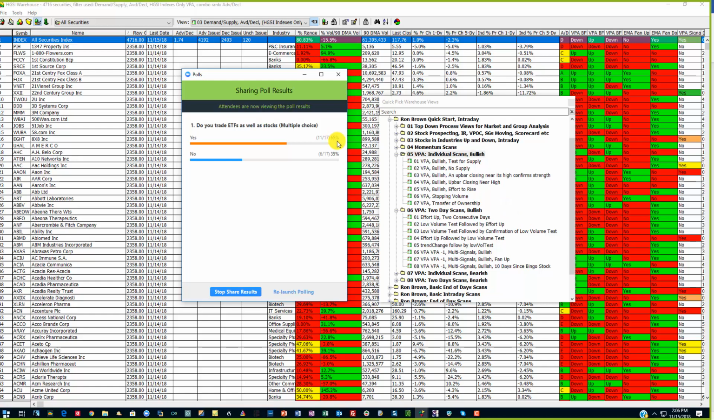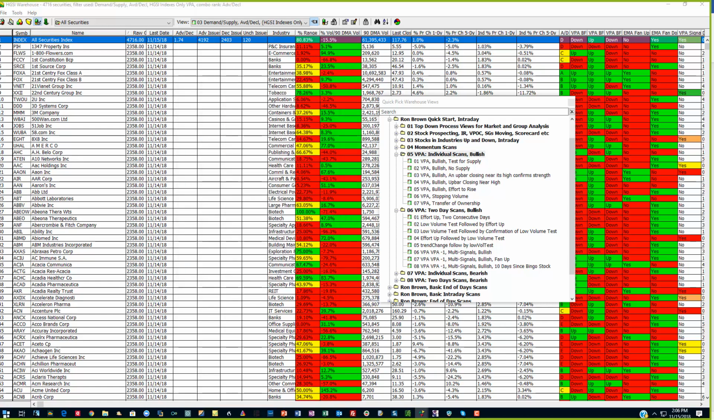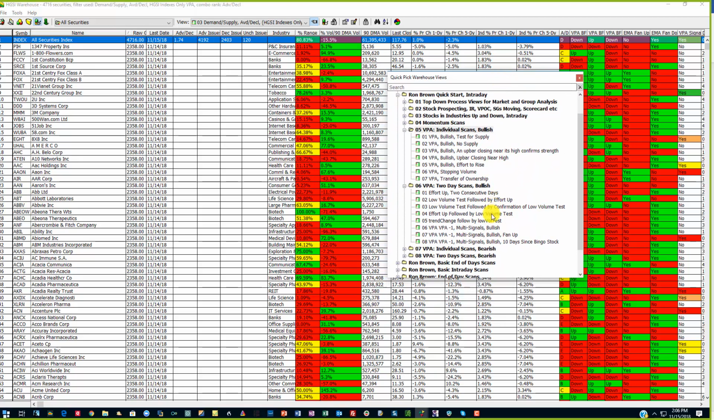So it's about 2/3 do and 1/3 does not. So quite a few of you do trade ETFs. So we should be bringing ETFs more into the VPA, it looks like. And I'll show you a couple of ways that we can do that pretty easily. I can just add a few things.